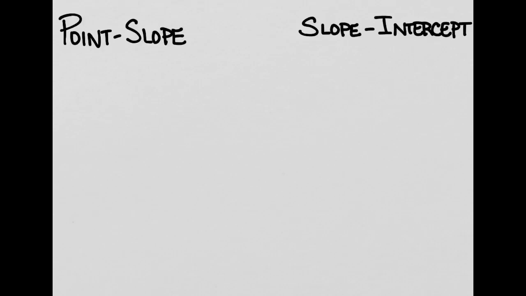Okay, so I want to take this time to review writing the equations of lines. As a reminder, point slope form looks like this: y minus y1 equals m times x minus x1. The idea here is that it requires a point, x1, y1, that the line goes through, and then the slope of the line, which is m.